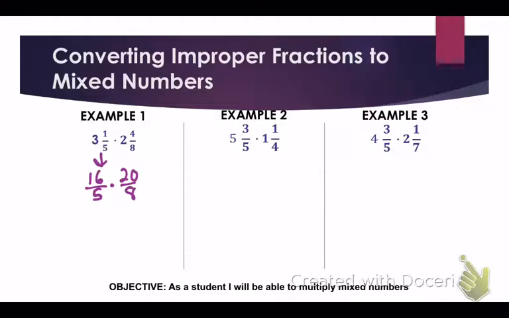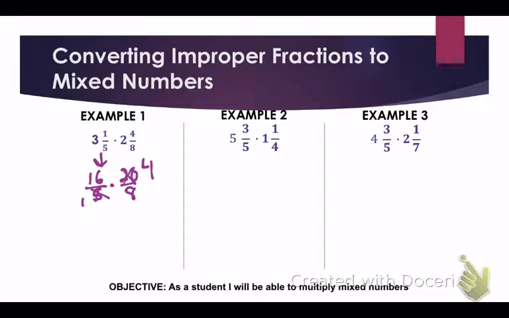Can I pre-simplify? Absolutely. 5 and 20 look like they go together. Common factor for both of those is 5. How many 5s go into 5? 1. How many 5s go into 20? Well, that is 4. Can I pre-simplify anything else? Well, I'm going to look at 4 and 8.